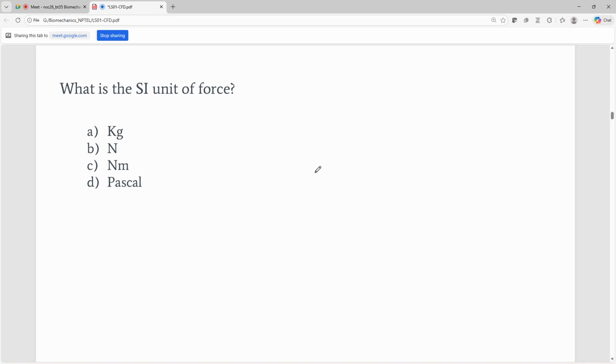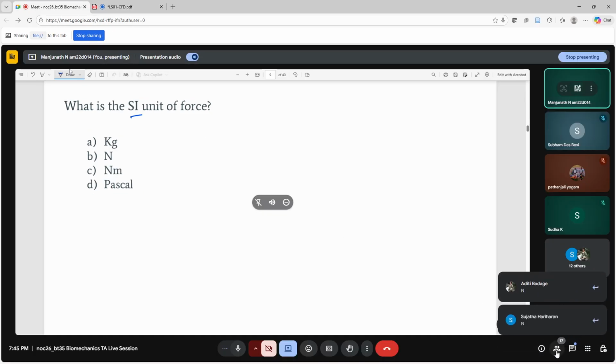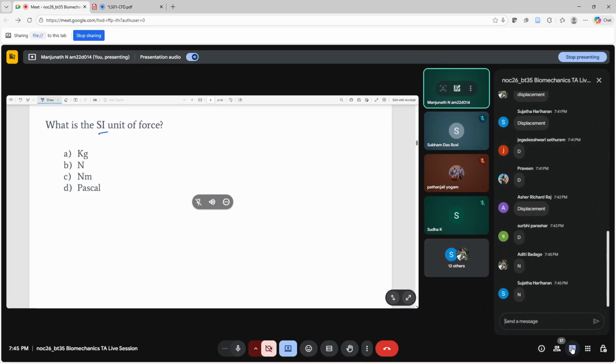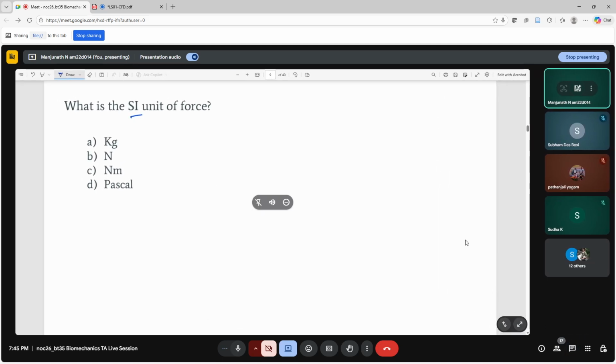Okay, moving on to the next question. What is the SI unit of force? So, first of all, what is SI?